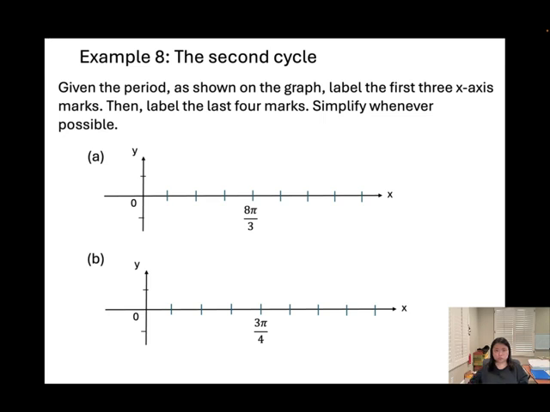Okay, check your work. So this one divided by 2, so I multiply by 1/2. That will be 4 pi over 3. And then I'm going to times 1/2 again, so that will be 2 pi over 3. And then I'm going to multiply by 3, so that will be 2 pi.